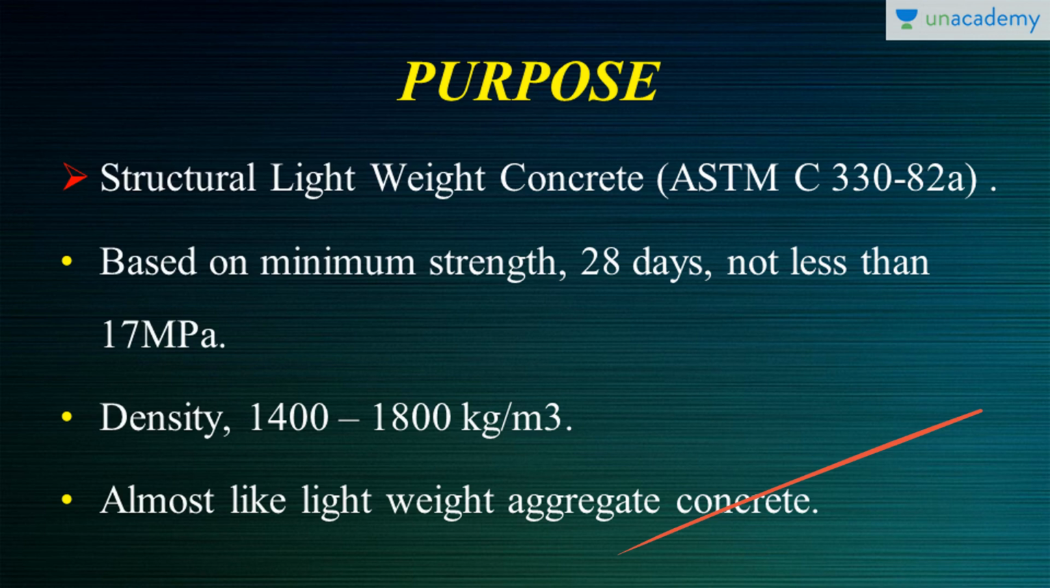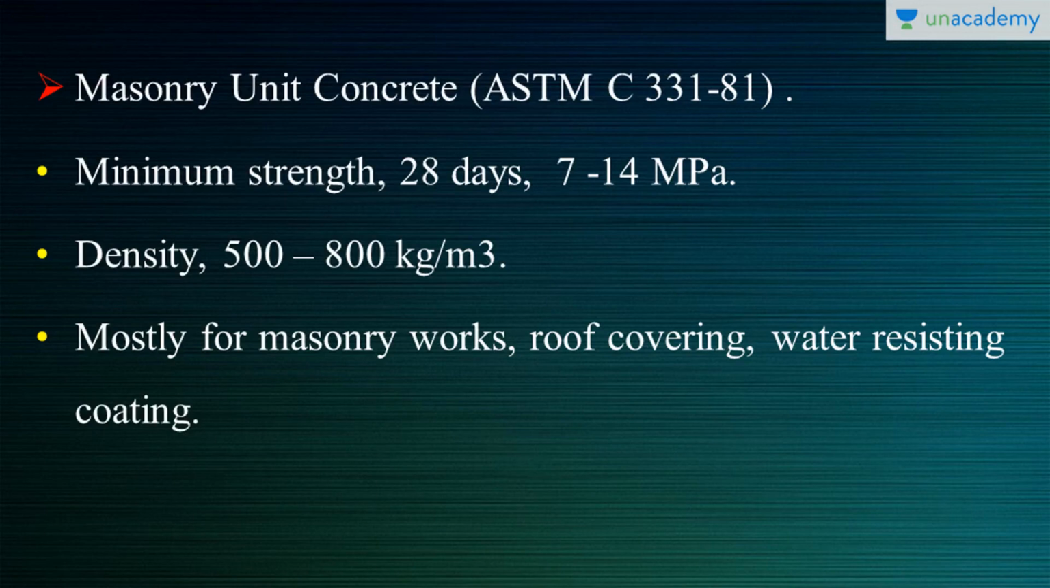The next one we are looking at is the masonry unit concrete, which is defined by ASTM C331. The minimum strength for 28 days is 7 to 14 megapascal. So 7 to 14 megapascals is the minimum strength required for a masonry unit concrete. And the density for this is 500 to 800 kilogram per meter cube. All right, and as the name suggests, these are mostly used for masonry works.